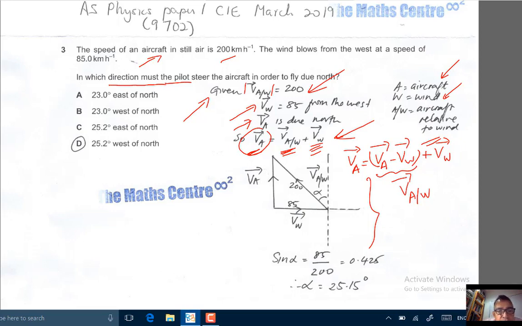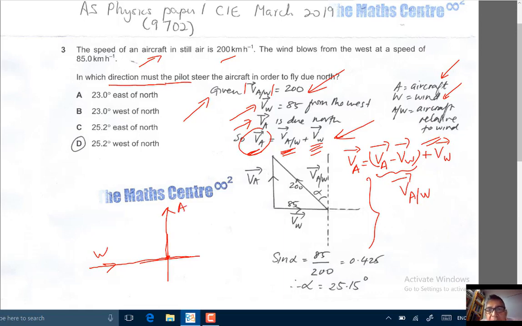We want to fly due north. Let's just draw a picture here. We want to fly due north, and we have a wind from the west. So this is the wind, and this is the aircraft. In what direction must we set our aircraft so that we end up due north? That's basically what we're trying to do.